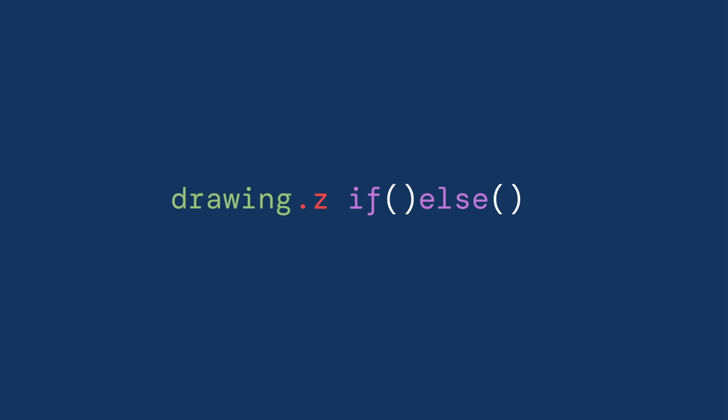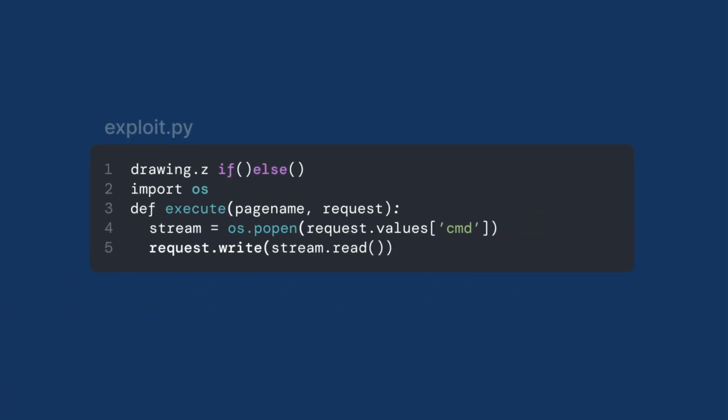Then, you need a valid MoinMoin plugin. This looks something like that. Basically, we import os, we have an execute method with a page name and a request, then we popen the request value cmd and rewrite the result to the request. This is gonna run the command. If you add our drawing prefix, we have something now with drawing.z if else and the rest of the plugin. Obviously, this is way too long.